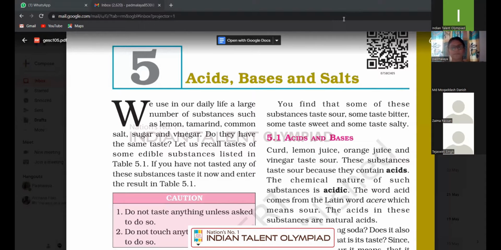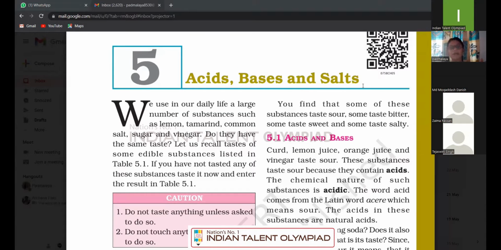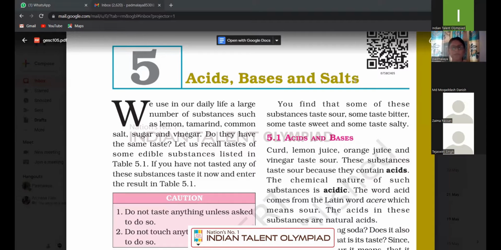Vinegar. Vinegar, very good. Vinegar is a substance which will taste sour, and it is also an acidic substance. Here, vinegar will contain acetic acid in it, CH3COOH. This is the substance you will have in your vinegar. Because of the presence of acetic acid, it is tasting sour. And the main use of vinegar is that it acts as a food preservative.